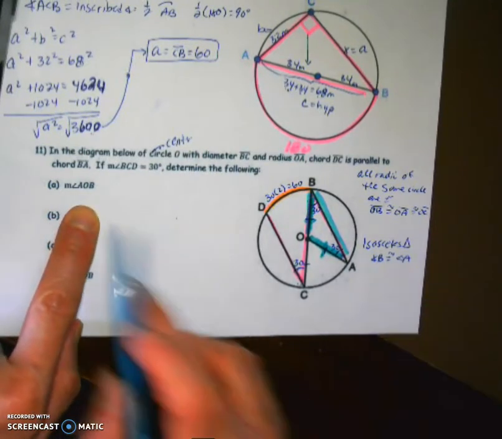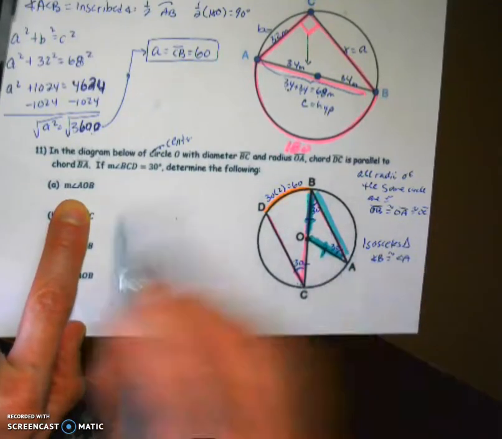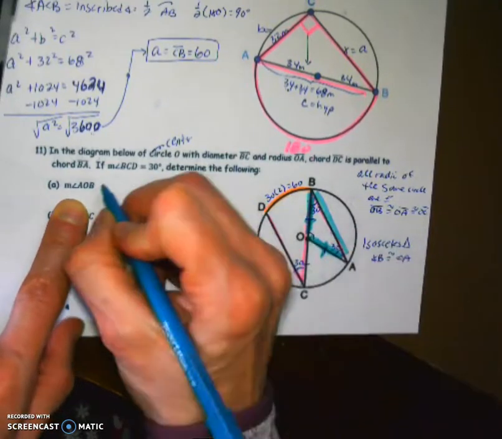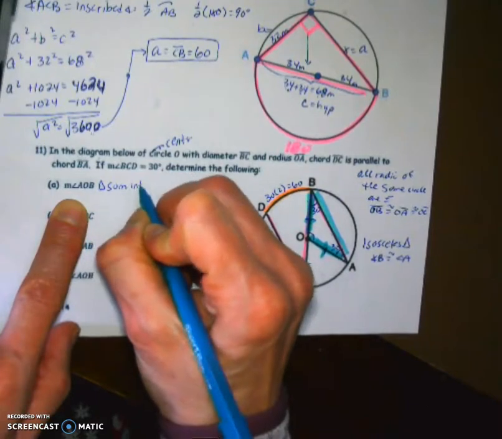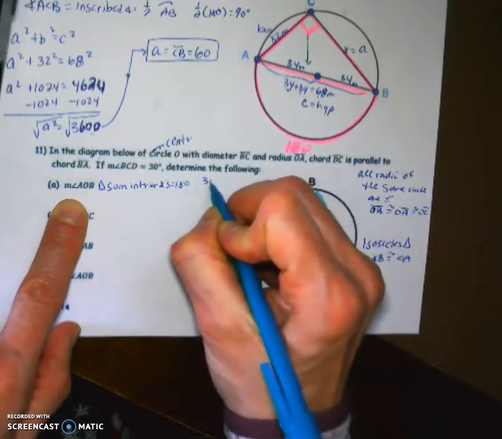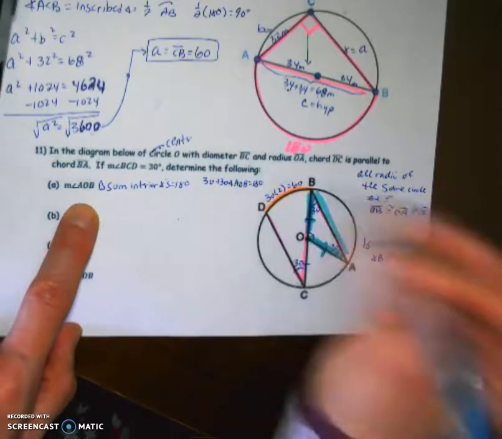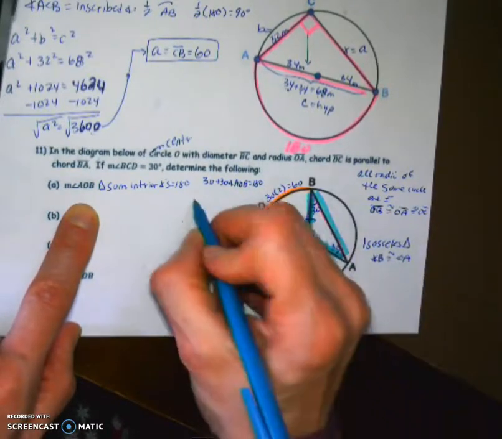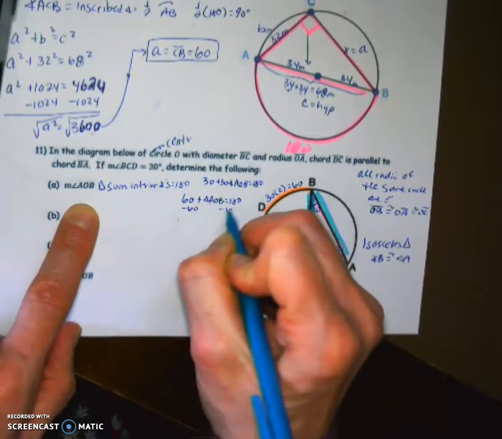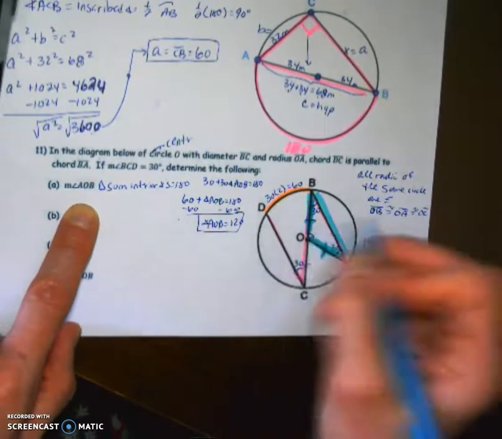So let's see what else we can do. It says find the measure of angle AOB. Well, we have a lot of information here. There are a couple of different ways to do this, but one of them is that this angle is part of the triangle. So we know that the sum of all the interior angles of a triangle is 180. So if we take 30 plus 30, that's 60, plus angle AOB equals 180. Subtract 60, and angle AOB is going to be 120 degrees. So I'll put that in there.